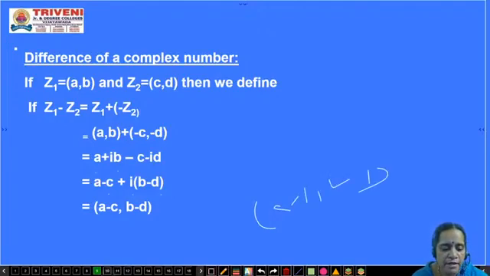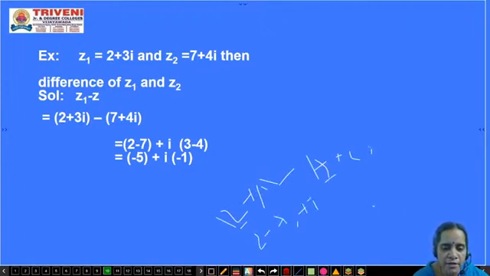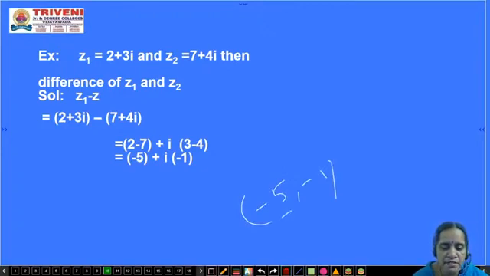Suppose we take one example on this topic. z1 is equal to 2 plus 3i and z2 is equal to 7 plus 4i. The difference of z1 and z2 is 2 plus 3i minus (7 plus 4i). We have to subtract the first values, 2 minus 7, plus i is common here, and the second component is 3 minus 4. That is minus 5 plus i into minus 1. It can be written as the ordered pair (minus 5, minus 1). Here minus 5 is the real part and minus 1 is the imaginary part.